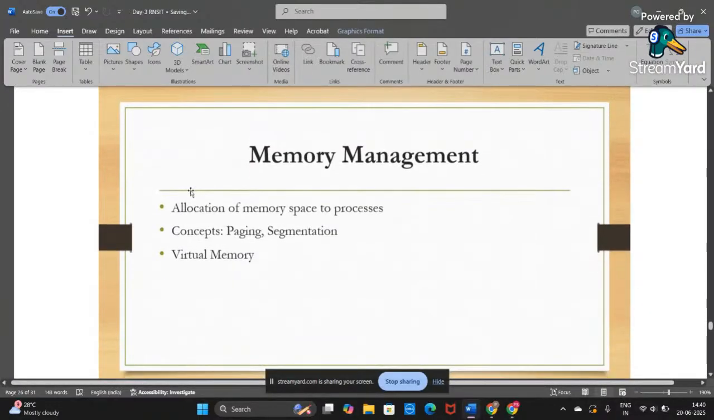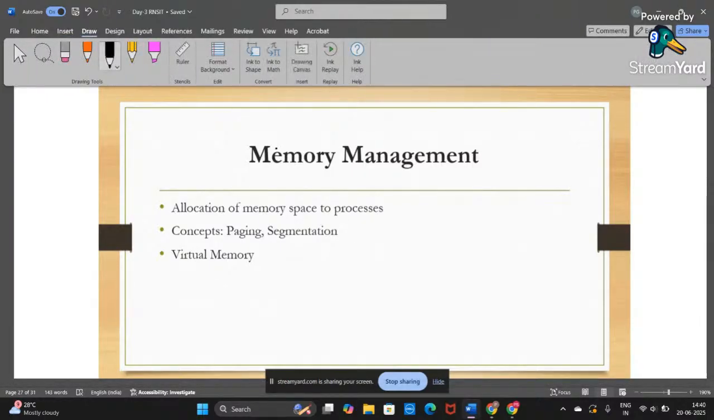Now we'll see memory management. Memory management means allocation of memory space to a process. The concepts are paging and segmentation, and the third one is virtual memory. We'll see them one by one. First, continuous memory allocation, whose work is to give a continuous block of memory.